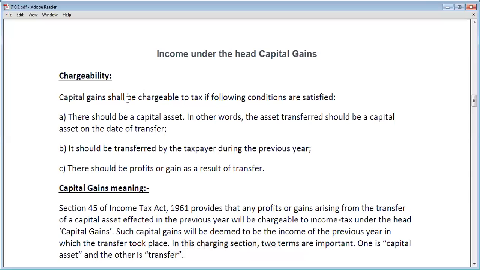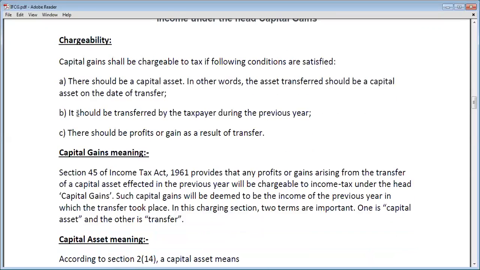So capital gain shall be chargeable to tax if the following conditions are satisfied. What is the first condition for being taxable under this head? There should be a capital asset. We will see later what is meant by capital assets. In other words, the asset transferred should be a capital asset on the date of transfer. Second condition is it should be transferred by the taxpayer during the previous year, and there should be a profit or gain as a result of the transfer. So there must be a capital asset, there should be a transfer of that capital asset during the previous year, and there should be a profit or gain from the transfer. If these three conditions are fulfilled, then that income will be taxable under this head.